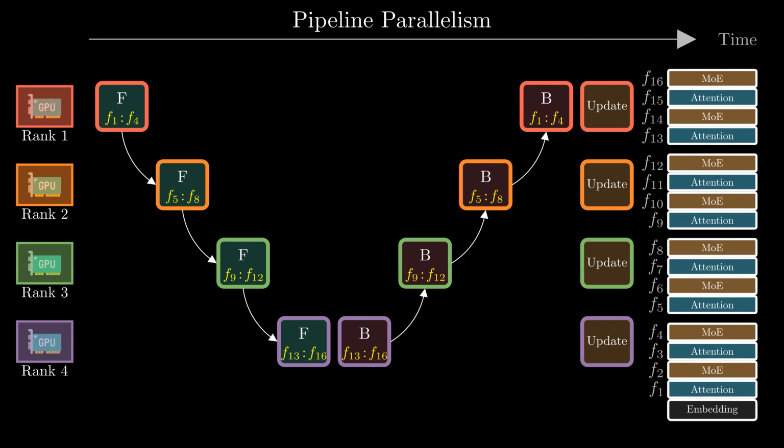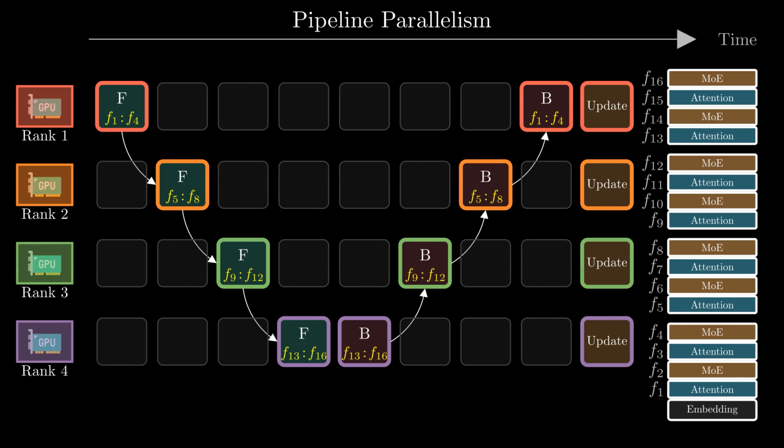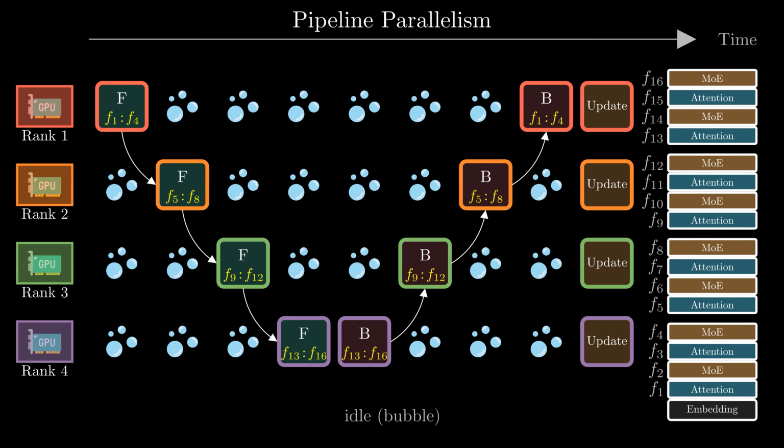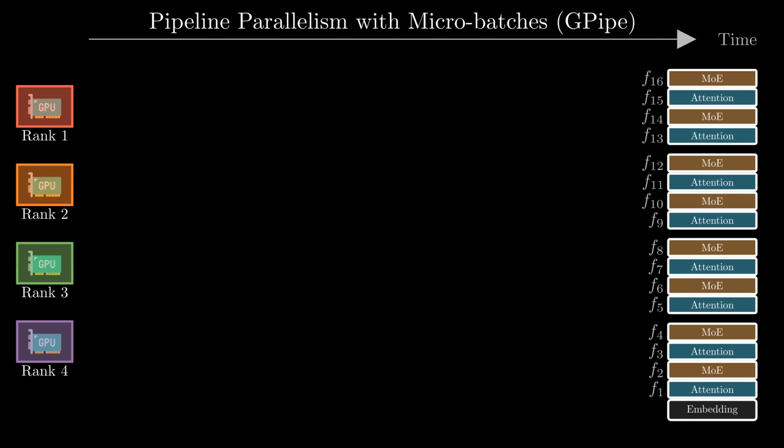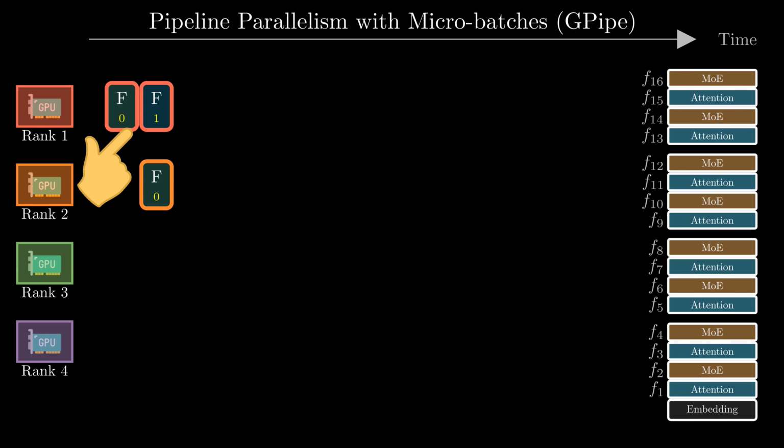But look at what GPU 1 is doing while the other GPUs are running. Nothing. In a naive schedule, most GPUs are idle most of the time. These idle gaps are called pipeline bubbles. A simple approach to reducing pipeline bubble size is micro-batching. Instead of one large batch, we split it into m smaller micro-batches. As soon as GPU 1 finishes micro-batch 0, it immediately starts micro-batch 1, without waiting for the full forward pass. GPU 2 can then start processing micro-batch 0, while GPU 1 is on micro-batch 1.